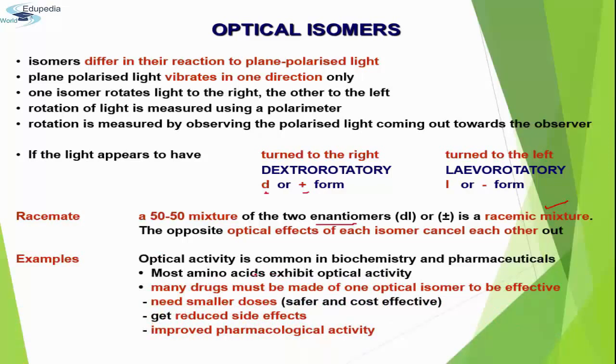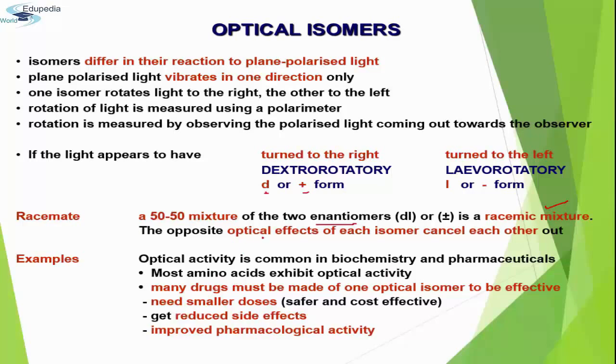So why do we study optical isomerism? This study is very essential in biochemistry and pharmaceutical industries, because most of the amino acids form proteins, DNA, RNA, etc. They all have the amino acid as the basic building block, so they exhibit optical activity, and studying this optical activity is very helpful in the analysis of drugs.